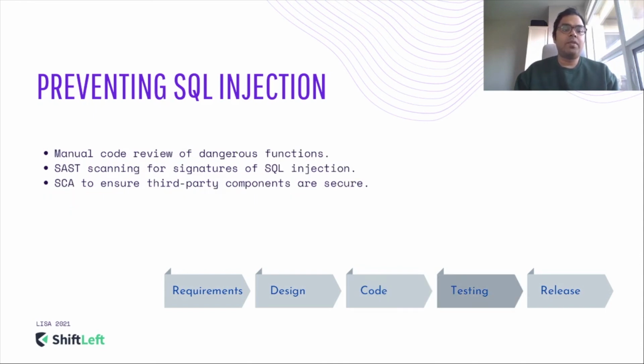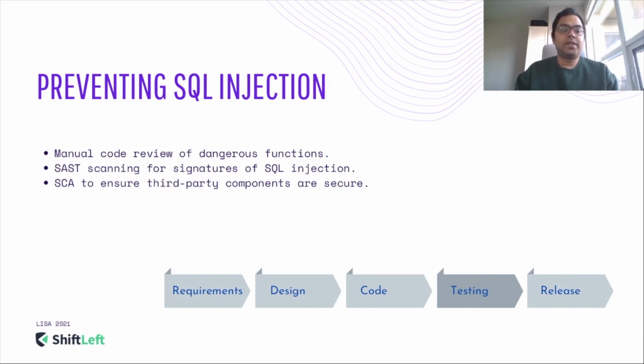Then we come to testing. Once the code is done and ready, we have to test it from a security perspective as well. A manual code review is one of the most important ones, which you should always run. That's usually there these days in companies, but you have to think from a security perspective now. Same with SAST scanning for signatures of SQL injection. A SAST tool can be run which checks the signatures. It's a very common and very straightforward thing to do.